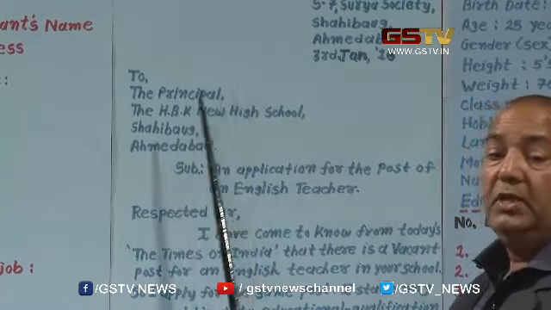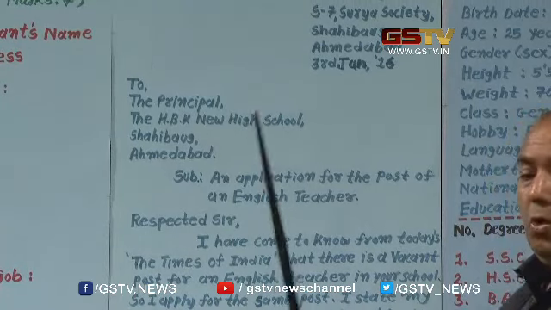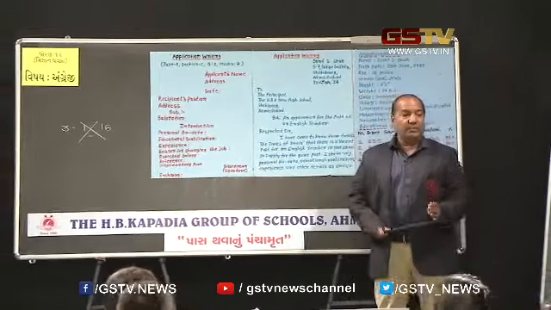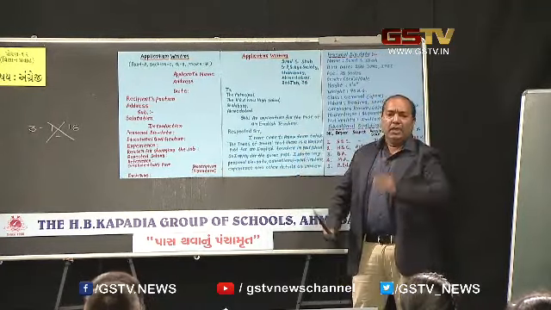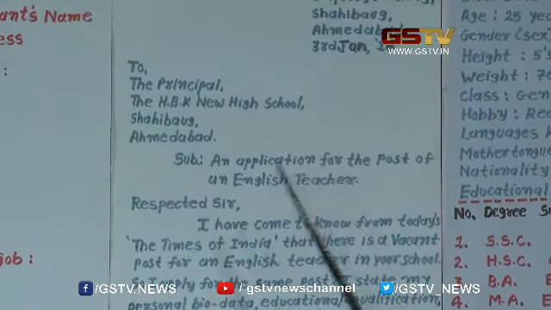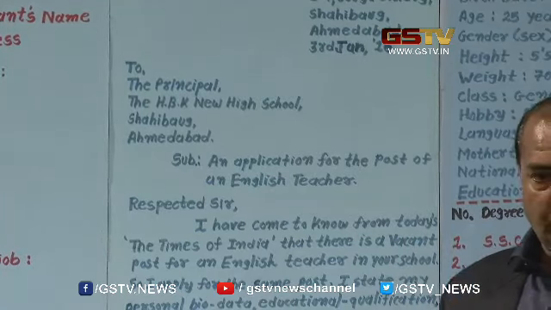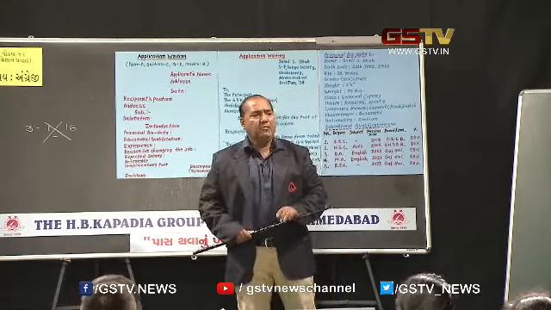After the position we should write the name of the institute or the company, such as the HBK New High School, or if we are going to apply for a clerk or salesman, then, for example, Reliance Industries Limited or Tata Industries Limited, whatever is given in our question paper. And below the recipient's address, the turn comes for the subject: an application for the post of an English teacher, an application for the post of a commerce teacher, an application for the post of a manager, whichever is given in your question paper.